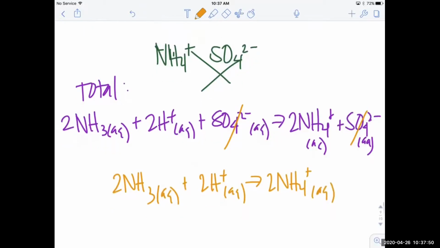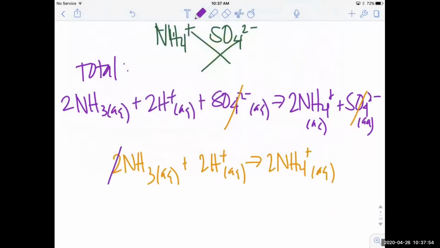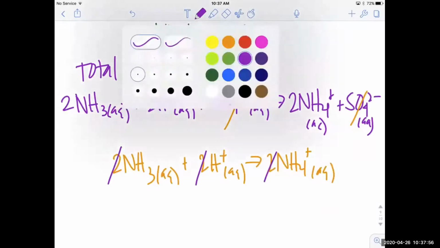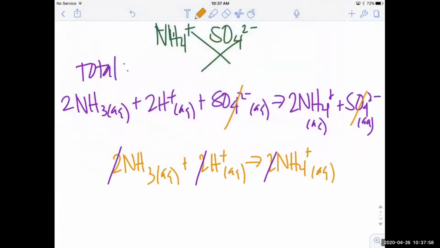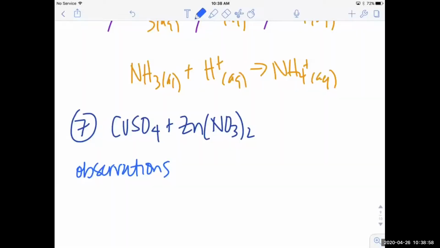I want you guys to notice that, and I'll draw it in a different color here, that there's 2's. So remember, you always want to go ahead and reduce here. So this is just going to be 2 NH3 aqueous plus H+ aqueous goes to NH4+ aqueous. Remember, what's actually happening here is in the net ionic.